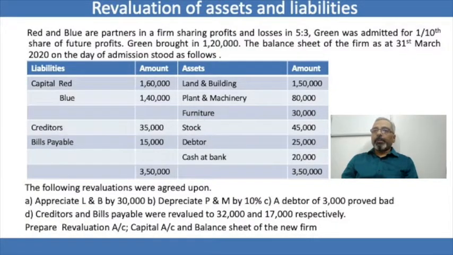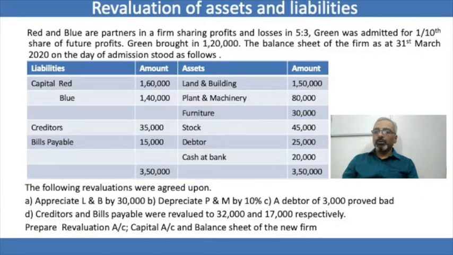Red and blue are partners in the firm sharing profits and losses in 5:3. Green was admitted for 1/10 share of future profit. Green brought in 1,20,000. The balance sheet of the firm as at 31st March 2020, on the date of admission, stood as follows.